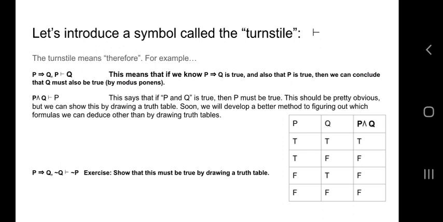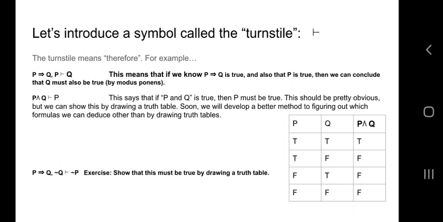Whenever we use a turnstile, every formula that's listed to the left of the turnstile is assumed to be true. Okay? So those are our hypotheses. Those are what we're starting with. Those are things that we already know to be true. So modus ponens, the phrase we introduced last time, says that if you have the formulas P implies Q and P, you can conclude that Q is true.